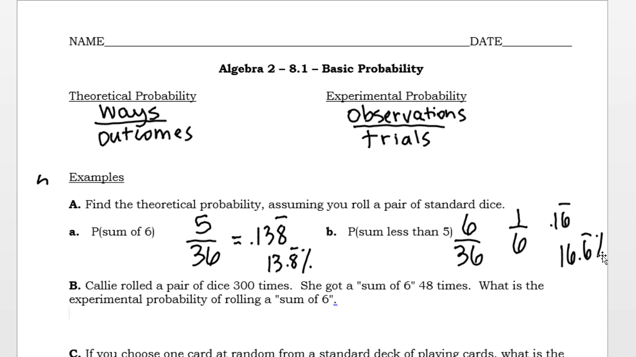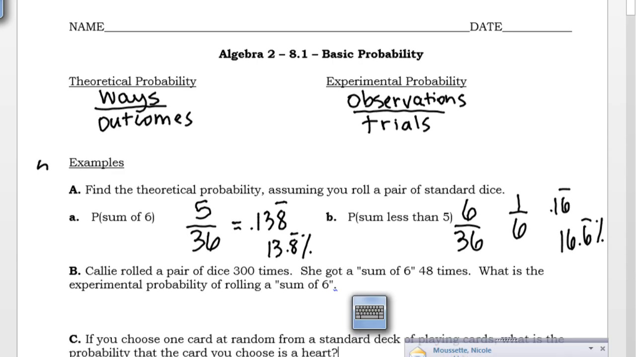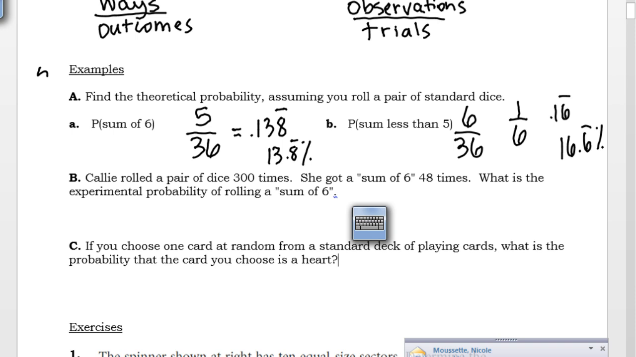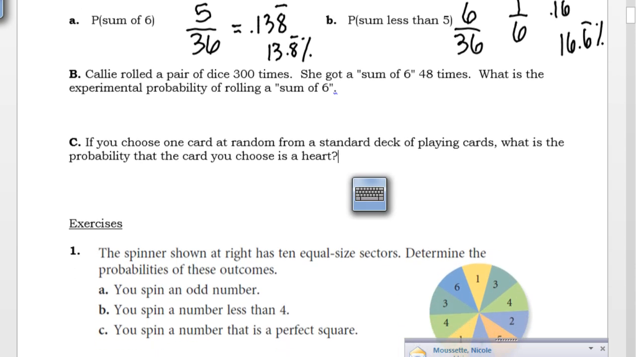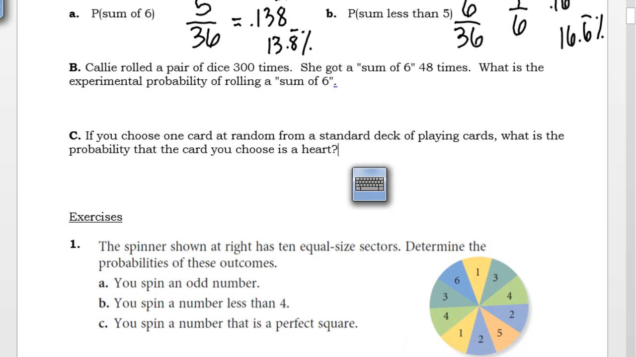Big B. Callie rolled a pair of dice 300 times. She got a sum of 6 48 times. What is the experimental probability of rolling a 6? Since she saw it 48 times, out of the 300 times, our answer is 48 out of 300.